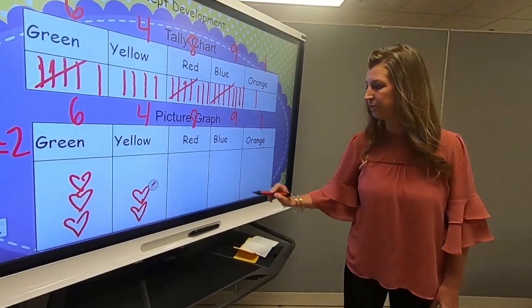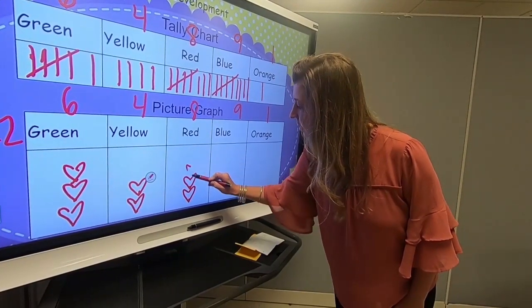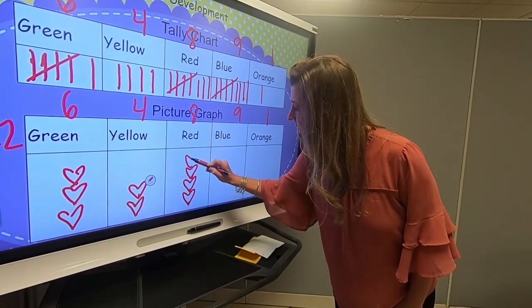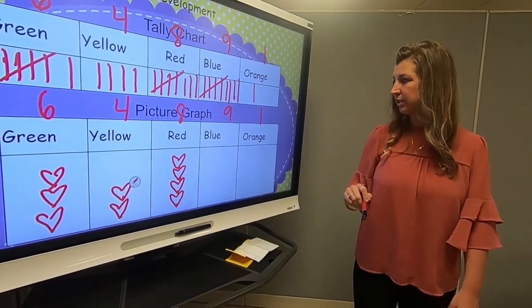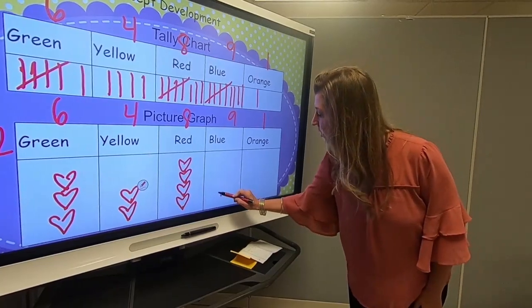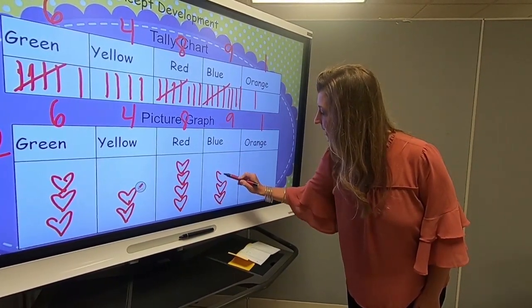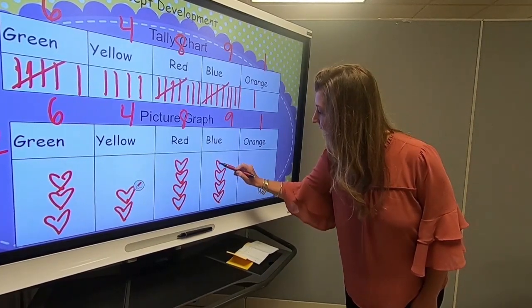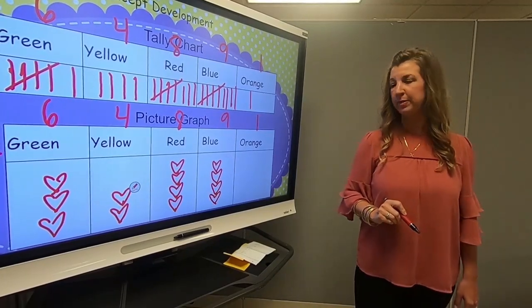So I'm going to count by 2s. 2, 4, 6, 8. All right, for blue, we had 9 votes. So let's count by 2s. 2, 4, 6, 8. Well, if I draw another heart, that'll be 10, and that's too many.